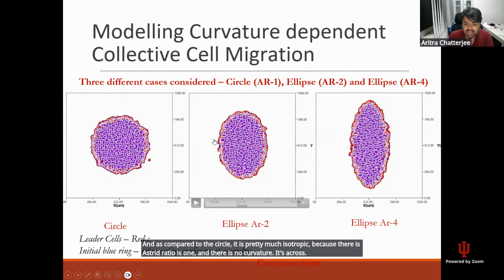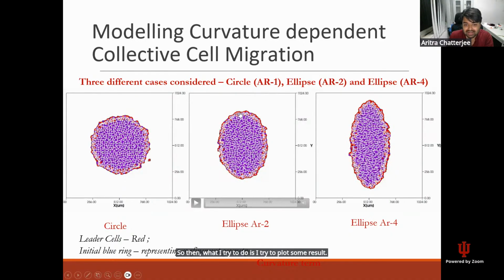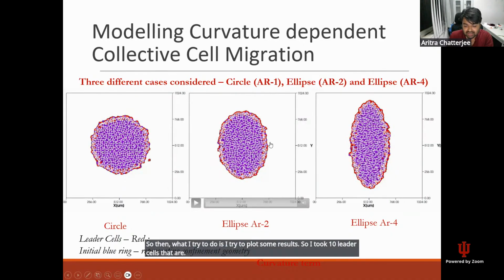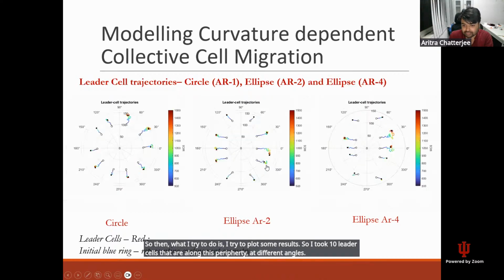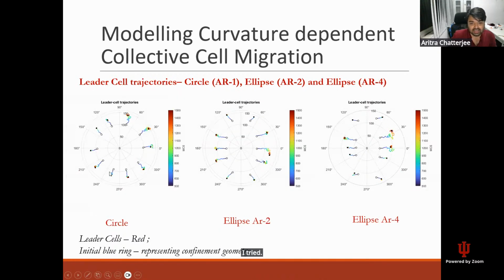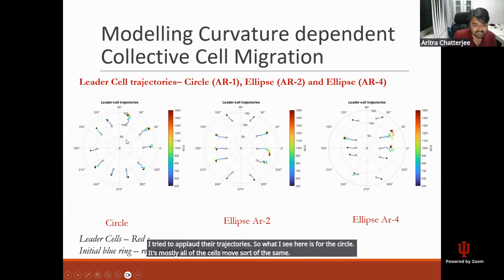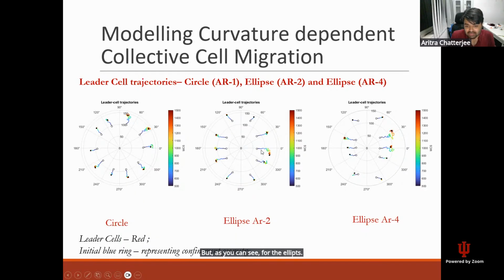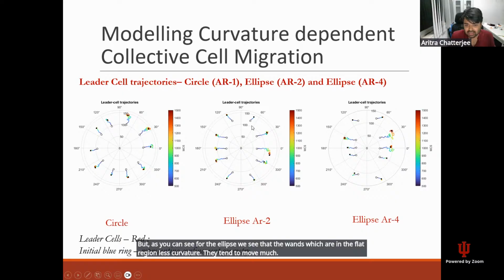So then I tried to plot some results. I took 10 leader cells along this periphery at different angles, and I plotted their trajectories. What I see here is that for the circle, mostly all of the cells move about the same distance. These trajectories are all in pixel units. But as you can see for the ellipse, the ones in the flatter region, with less curvature, tend to move much more than the ones at the top, with higher curvature. This is much more pronounced as the aspect ratio increases. So this is something we could capture.